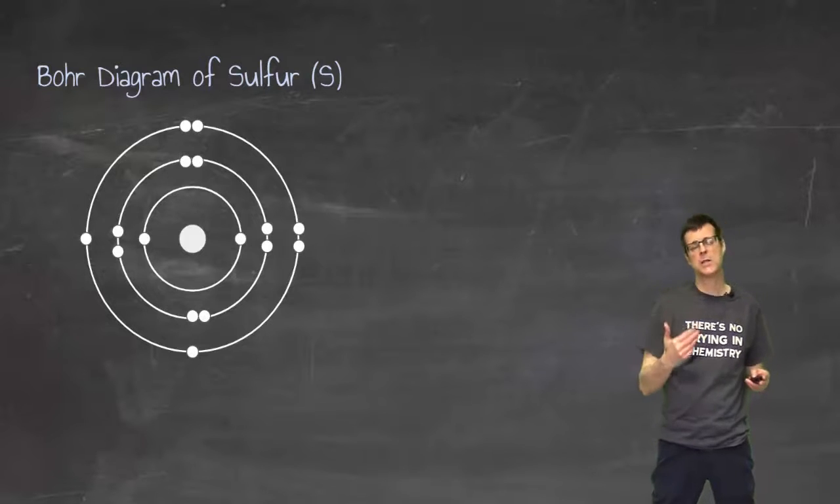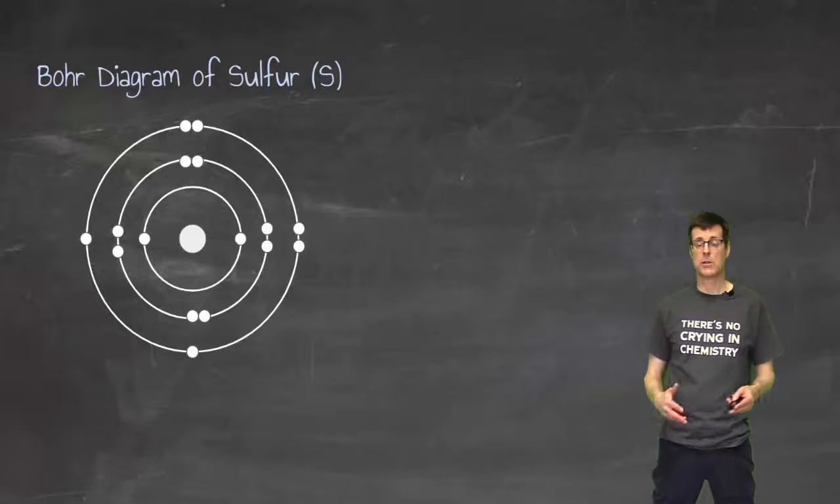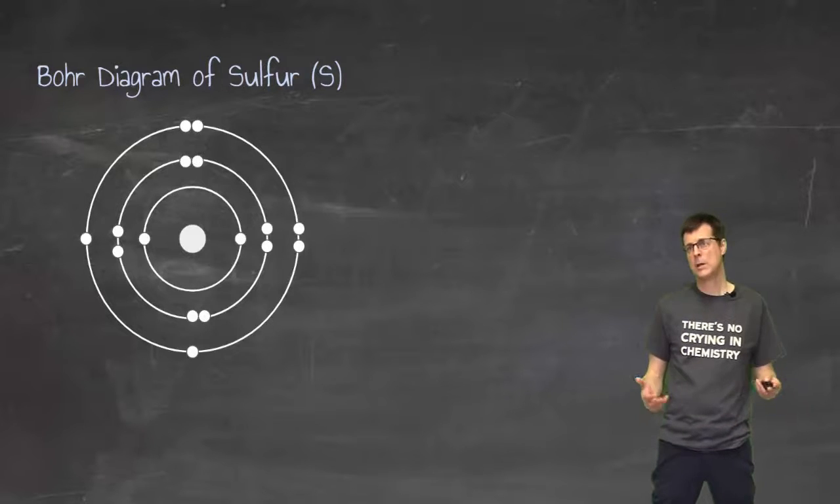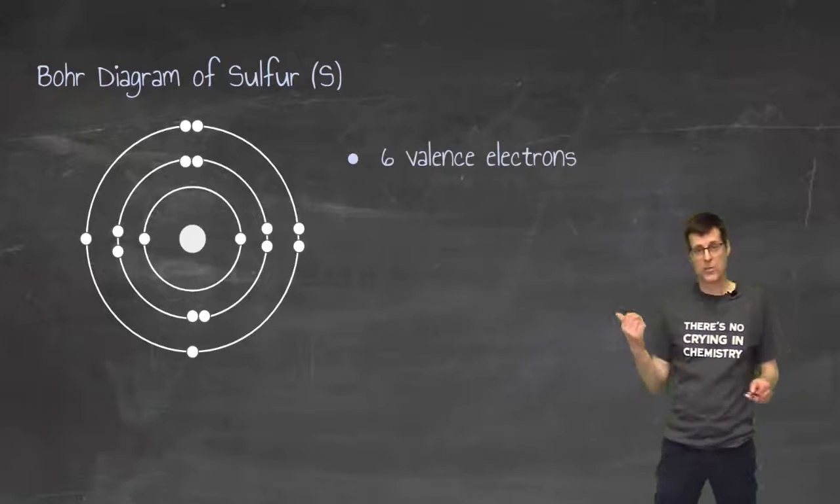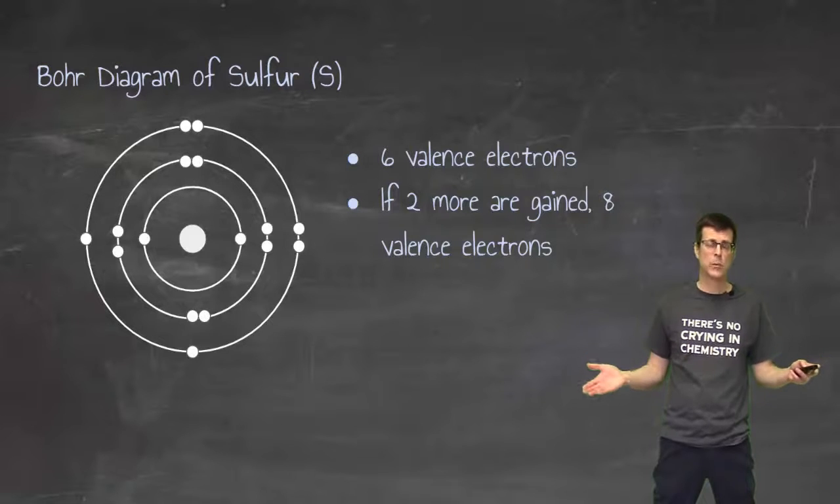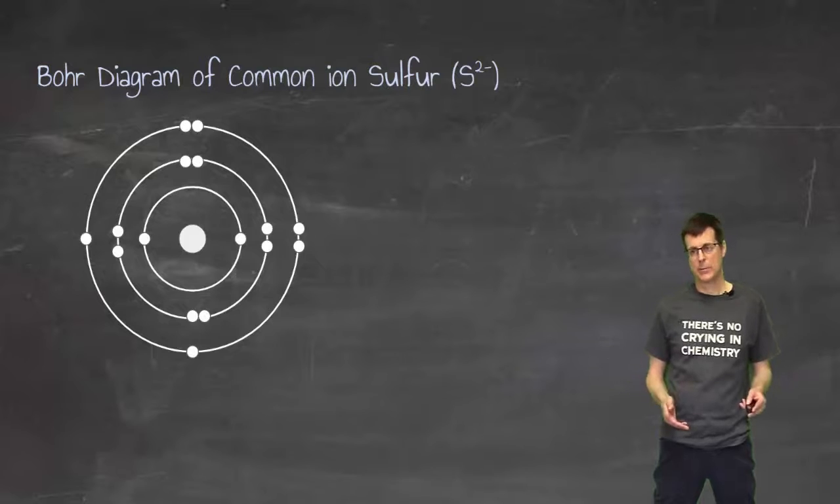If my goal in a stable octet is to get 8 outer electrons, there's 2 options for doing that. One is I could add 2 electrons, or I could take away 6. Well, adding 2 is going to be simpler than taking away 6. So what's going to happen with those 6 valence electrons is we're going to add 2 more, at which point I will have 8 valence electrons. I will have that stable octet.